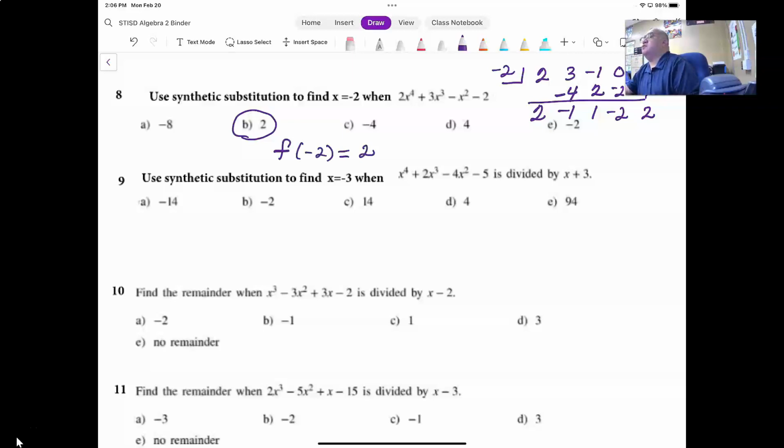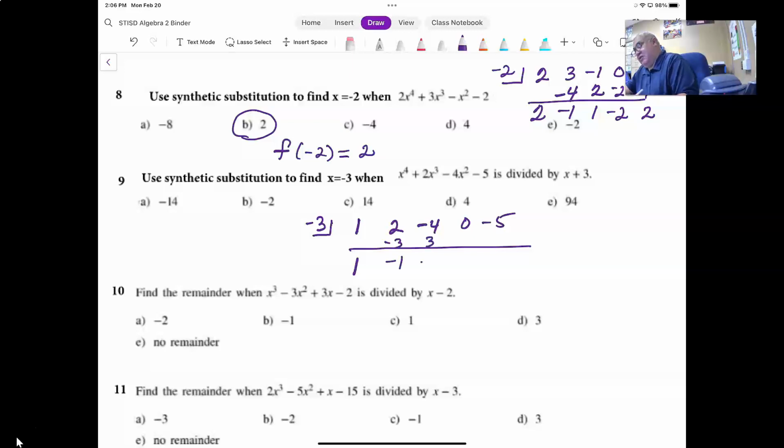So we're going to go ahead and use synthetic substitution again for x equal negative 3. So when we have x is negative 3, we have 1, 2, negative 4, 0, negative 5, 1. Negative 3 times 1 is negative 3. 2 plus negative 3 is negative 1. Negative 3 times negative 1 is 3.